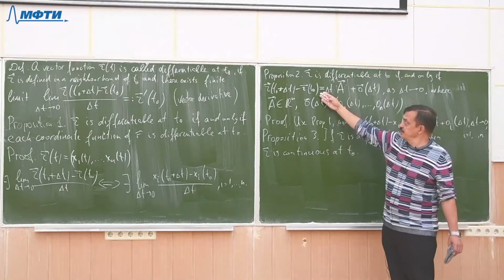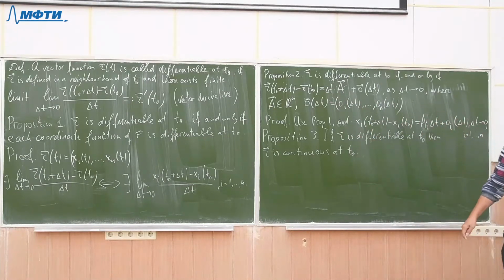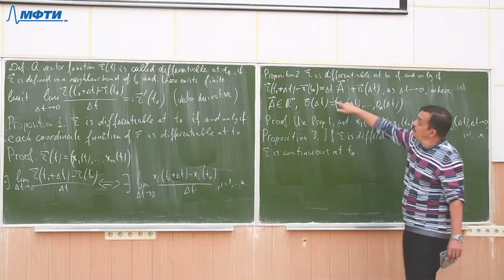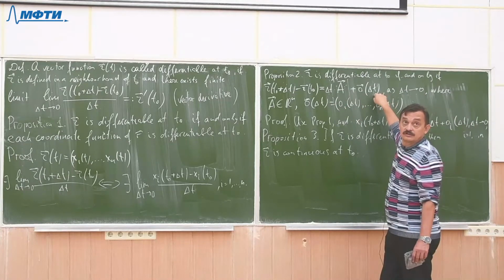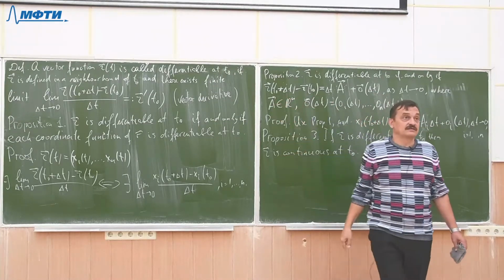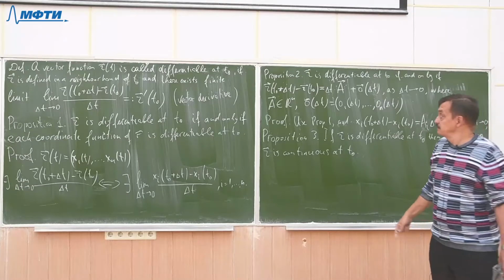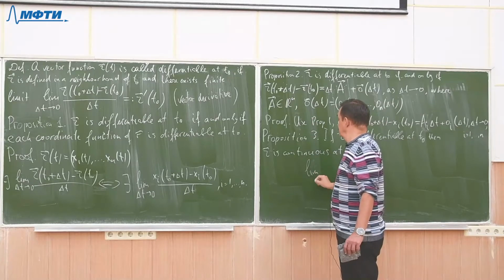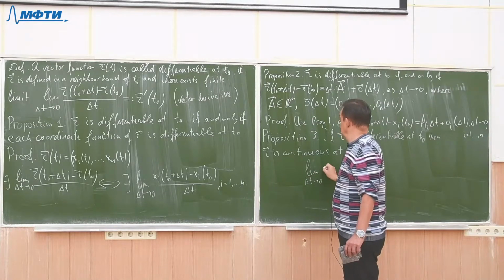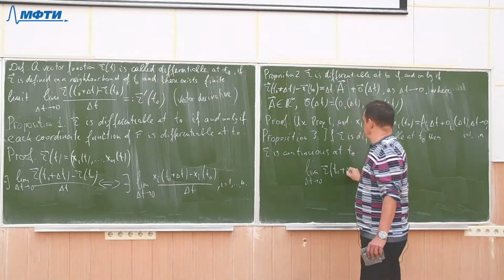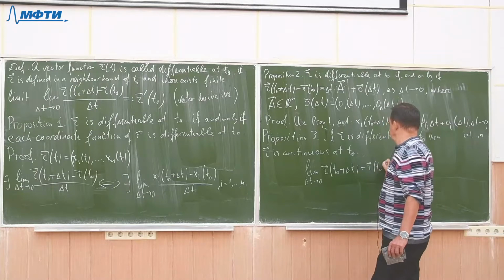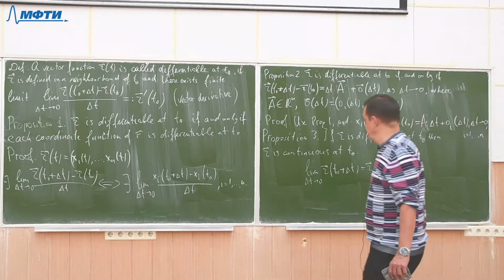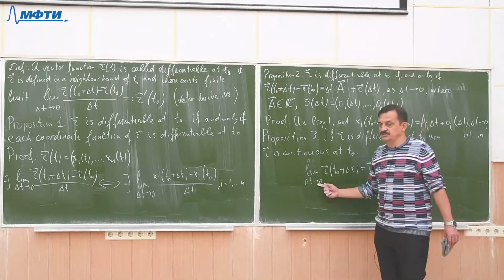So if it is differentiable, we can write like that. And then what happens if delta t tends to 0? The right hand side tends to 0. Hence, the left hand side tends to 0 as well. And what does it mean? It means the limit as delta t tends to 0 of R of t naught plus delta t equals R of t naught. And that is precisely the definition of continuity. If we denote t naught plus delta t as t, then t tends to t naught.